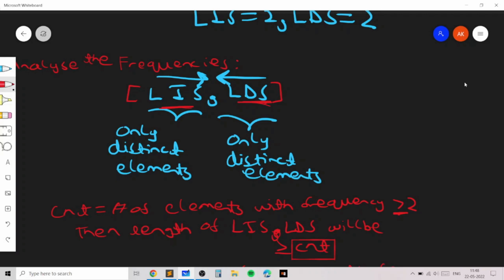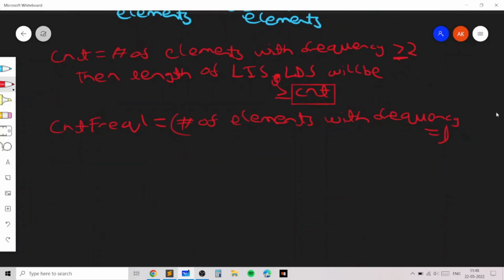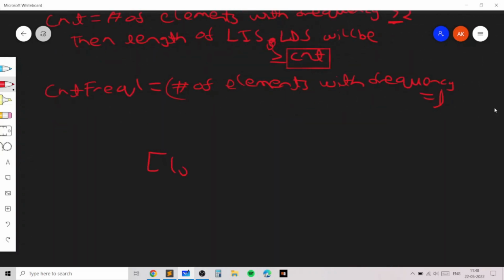So for example, if you had the numbers 1, 2, 2 and 3, then it's clear that 2 will belong in the LIS and the LDS. So you'll place 2 over here and over here. However, the other ones, which are basically 1 and 3, you're going to place 1 over here and the other one on the opposite side for the LDS. And in this manner, you're going to be able to maximize the LIS and the LDS.